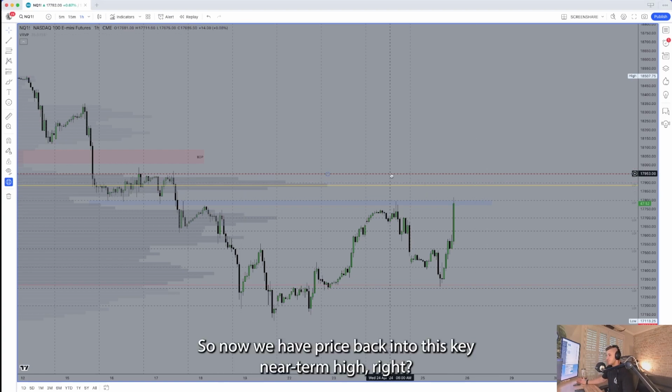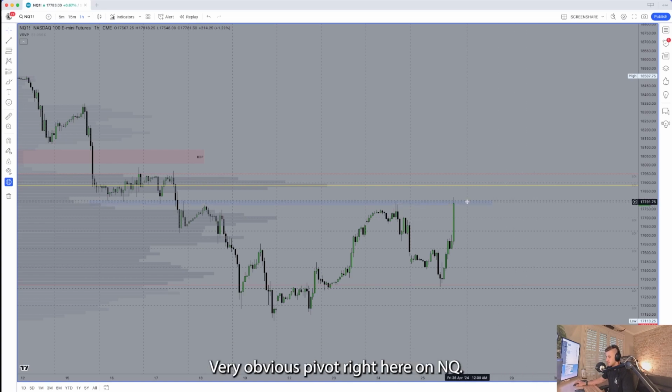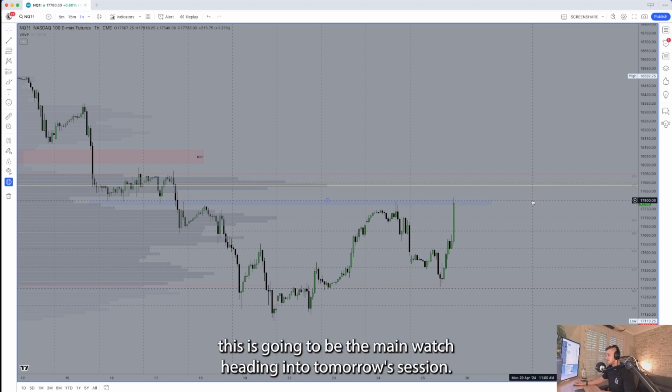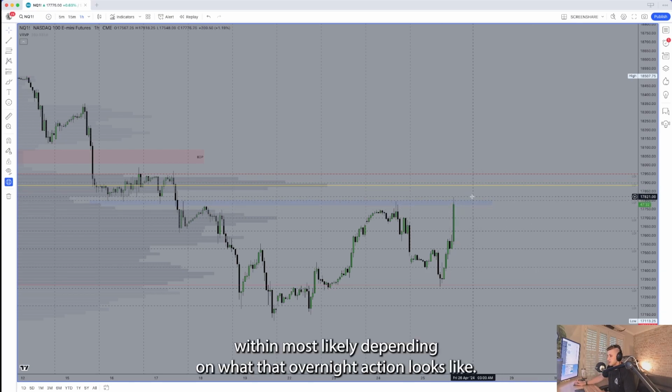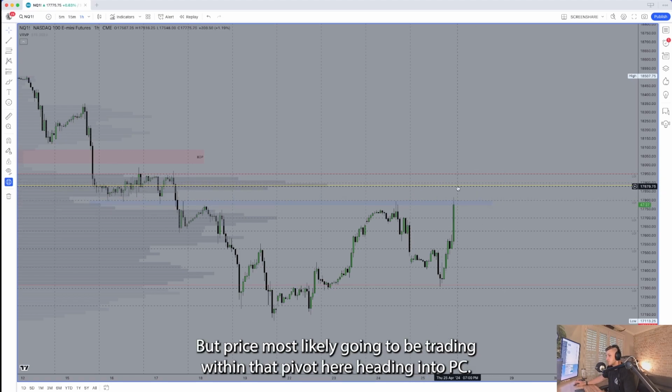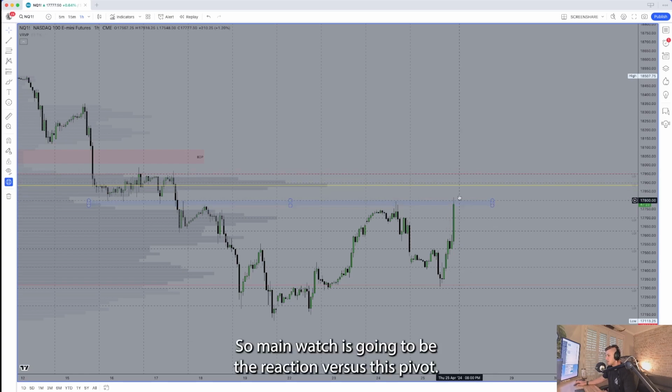So now we have price back into this key near-term high, right? Very obvious pivot right here on NQ, the 17,800 level. This is going to be the main watch heading into tomorrow's session. We do have PCE tomorrow morning as well. So price is most likely going to be trading within, depending on what that overnight action looks like, a key pivot here heading into PCE. So main watch is going to be the reaction versus this pivot.